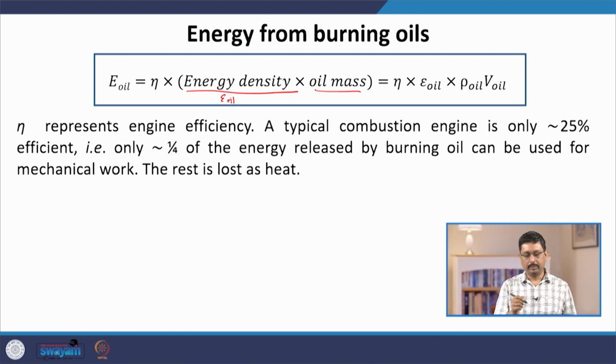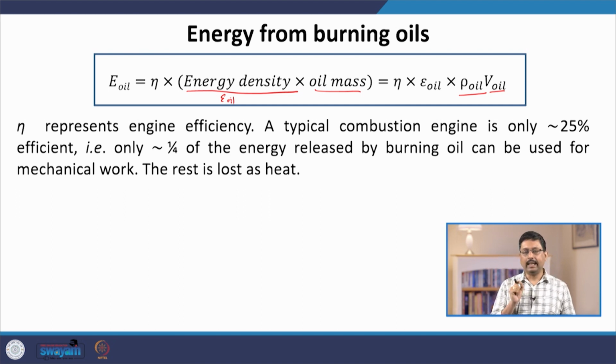then multiplying by the oil mass, you are going to get the total energy that is released from burning the oil. So, the oil mass we can write as the density of the oil times the volume of the oil. The reason is that when we actually deal with oil, we usually measure in terms of the volume. When you go to the fuel station and fill the car, we ask about the volume of the oil, not the mass of the oil.